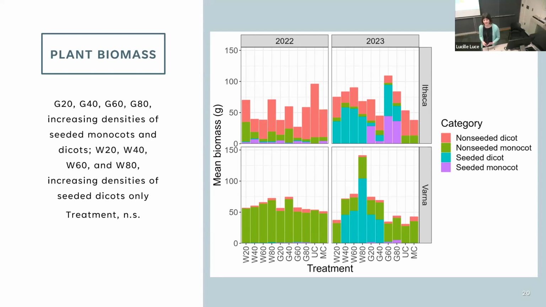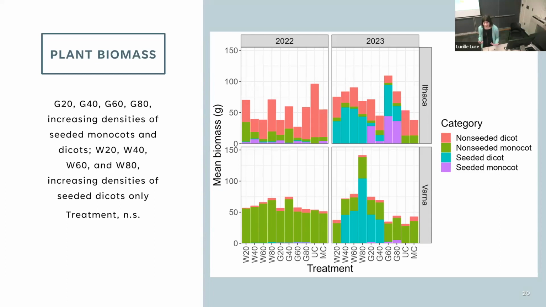In Ithaca 2022, our top left quadrant there, we have a combination of non-seeded dicots and non-seeded monocots, largely ragweed and yellow nutsedge, respectively. And then Varna, that's the photograph we just looked at, we have mostly the non-seeded monocots, right? That really dense foxtail infestation. So this is a lot of weed biomass.